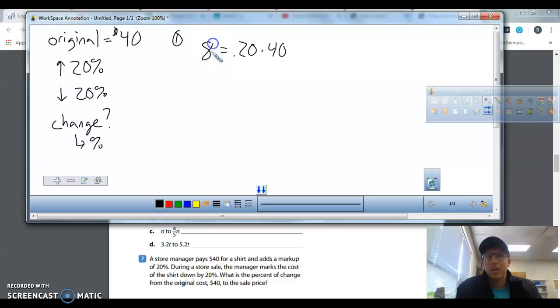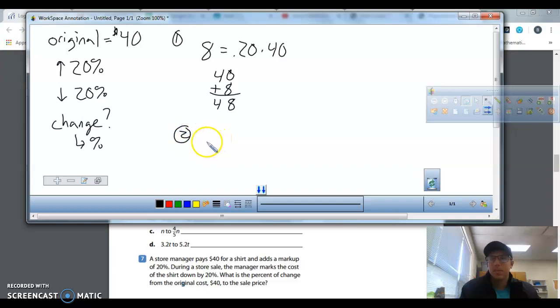So what does 8 represent? 8's not the new price. This is the part of the whole $40 that we found, and that's how much we're going to mark it up. So it's actually going to go up $8. So now this thing costs $48 after the markup.